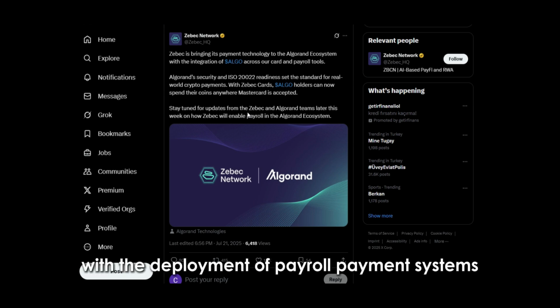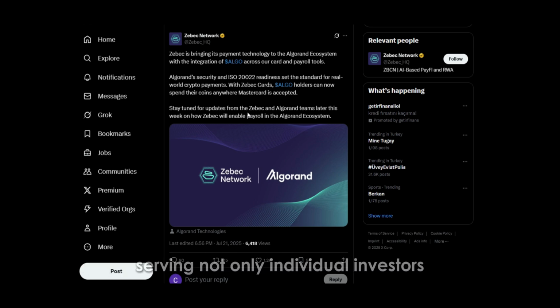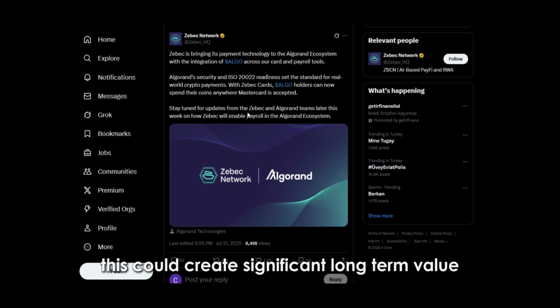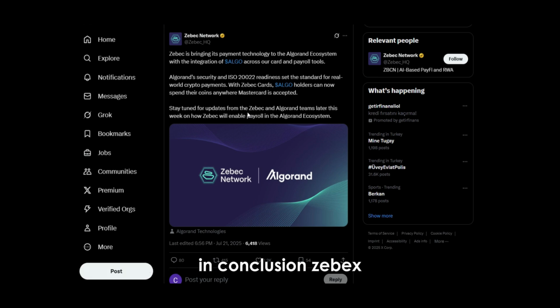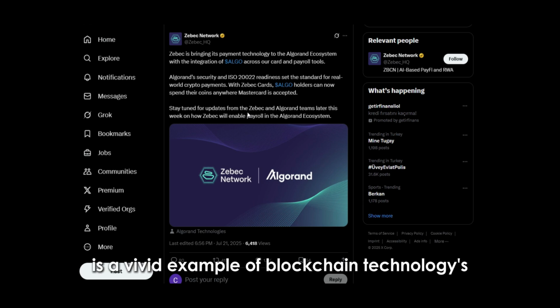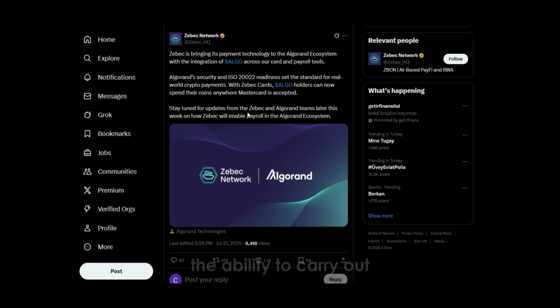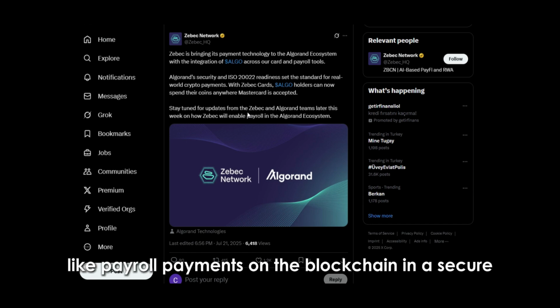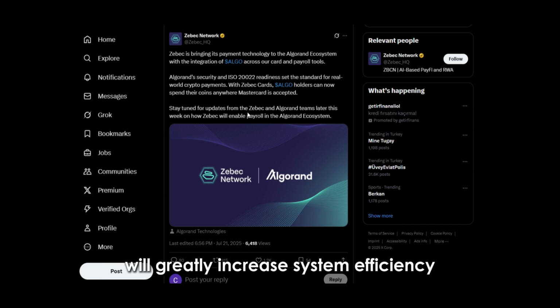Especially with the deployment of payroll payment systems, it is inevitable that Zebec will become a platform serving not only individual investors, but also large corporate firms. This could create significant long-term value appreciation potential for the platform's token, ZBCN. In conclusion, Zebec's integration with Algorand is a vivid example of blockchain technology's potential to solve real-world problems. The ability to carry out sensitive and regular transactions like payroll payments on the blockchain in a secure, fast, and cost-free way will greatly increase system efficiency.